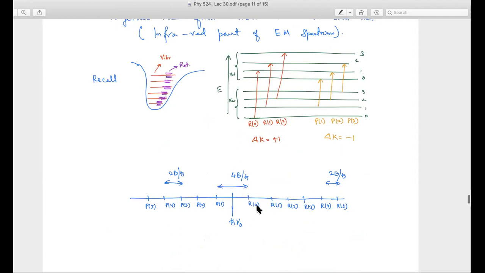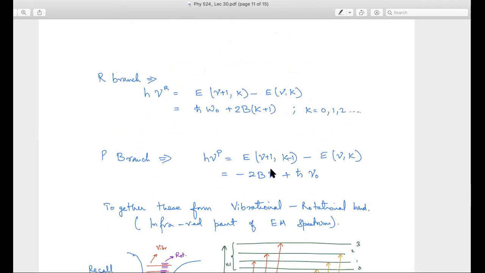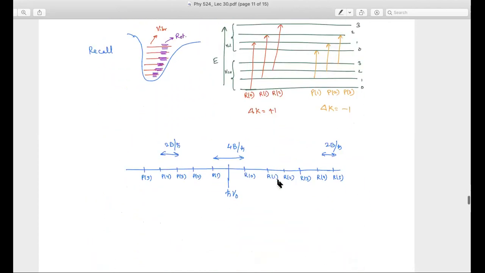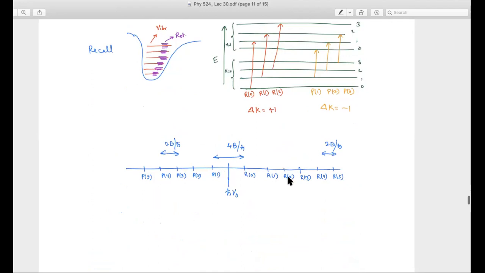And on the right, I'll have this R0, R1, R2, R3, R4, R5, and it will continue, basically. And remember that in P, I had a separation of minus 2BK. And on the R branch, I had a separation of 2B times K plus 1. K can start from 0 here. For the P branch, K has to start from 1. So that's your energy spectrum.